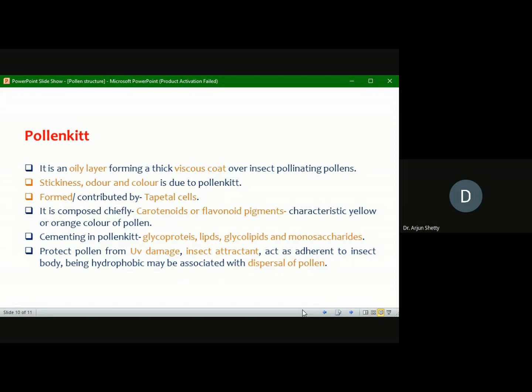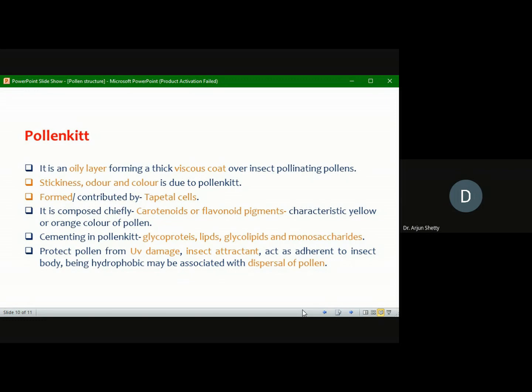Let me make it clear that all the components on the surface of a pollen and the pollen wall are completely generated by the tapetum itself. That's why it is considered a nutritive as well as a nourishing layer or nourishing wall. Fine. Next, it is composed chiefly of carotenoids or flavonoid pigments. We already know the pigments which have their own color: chlorophyll green, carotenoids and the flavonoids. The carotenoids and the flavonoids fall between the yellow, orange, and red colors.